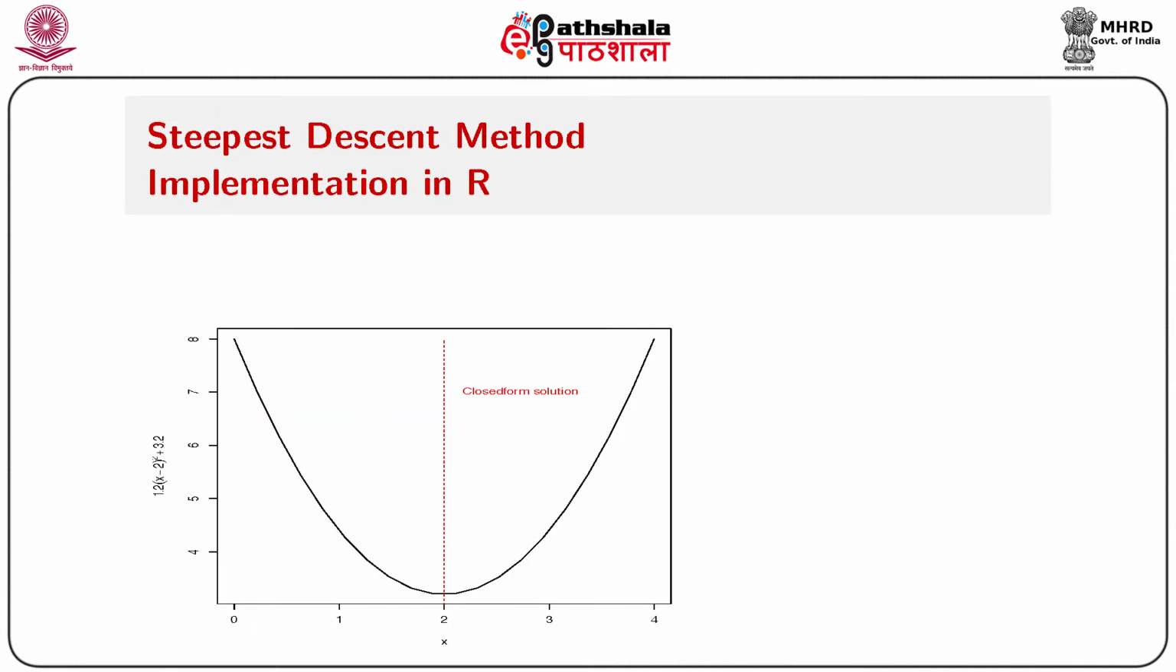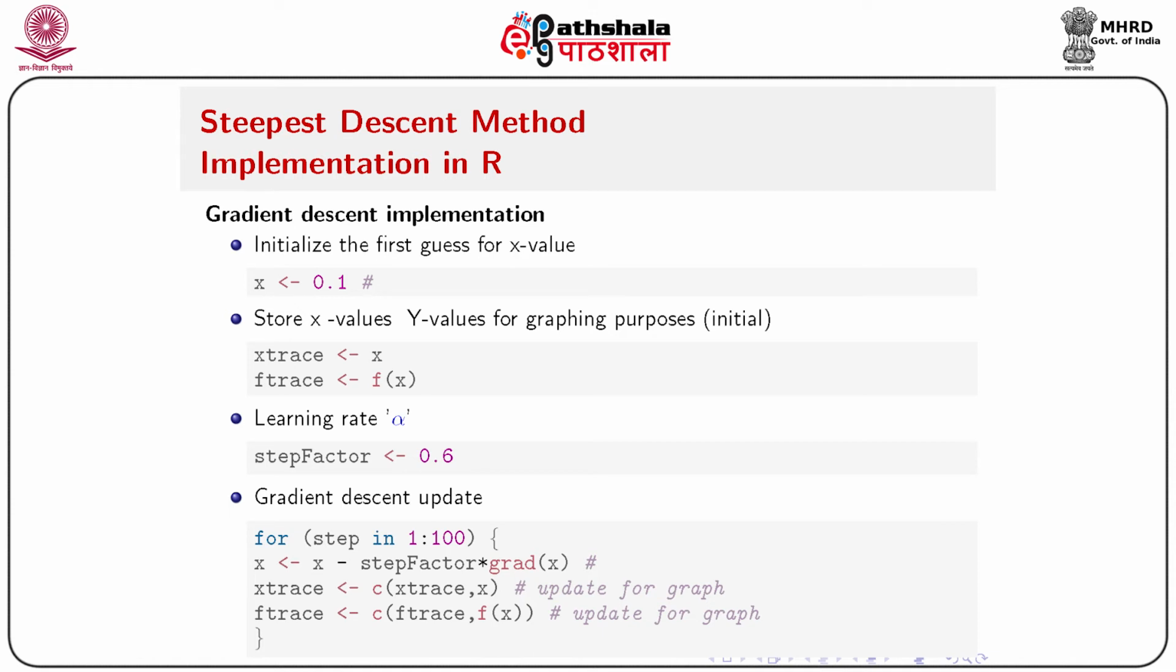Let us take the earlier plot, and we can draw the following line at x equals 2, where the solution is, that x equals 2 is the actual solution. So, the vertical dotted red line indicates the solution of the function. For the gradient descent method, let's start with an initial value, as I told earlier. The initial value is say 0.1, and we start x values and y values for graphic purposes. The initial value: x trace is the x value and f trace is f(x), the function value. The learning rate alpha, the step factor, equals say 0.6. So alpha is 0.6 we assume.